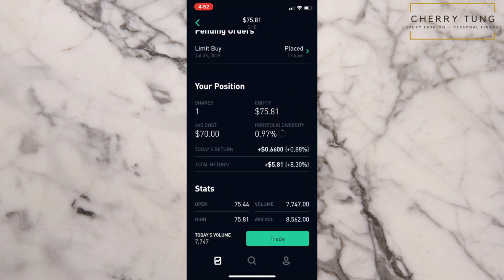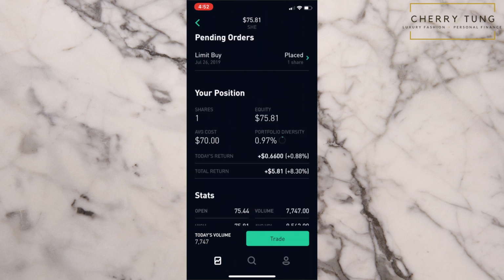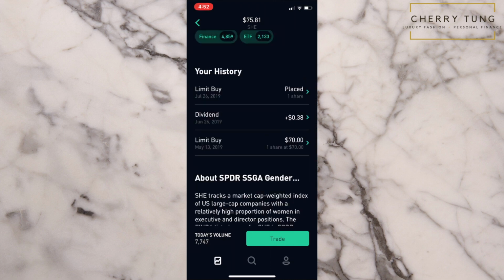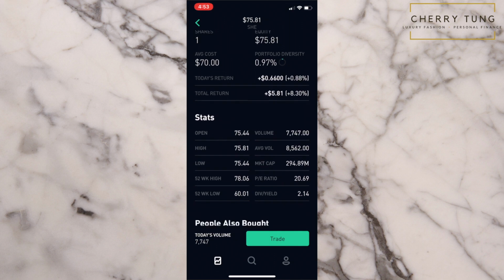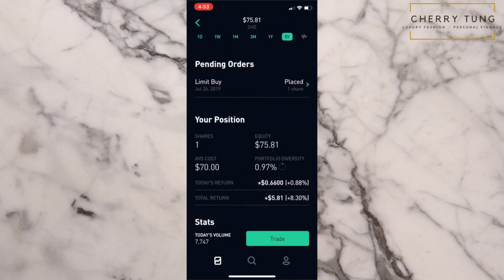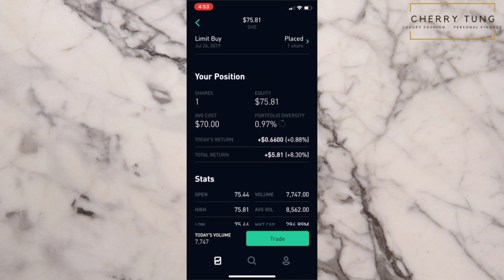And you can see that for this stock, even though I only bought it last month or 2 months ago in May, I actually already gained capital gains. If I were to sell this today, I would have a positive return of almost $6, and that is 8% in just 2 months. So that is a pretty good performance for an index fund.